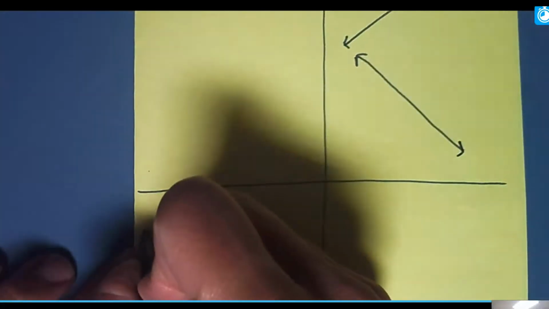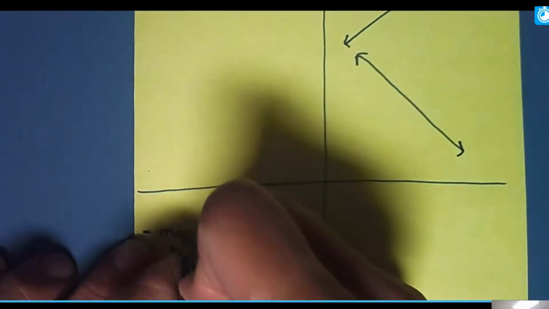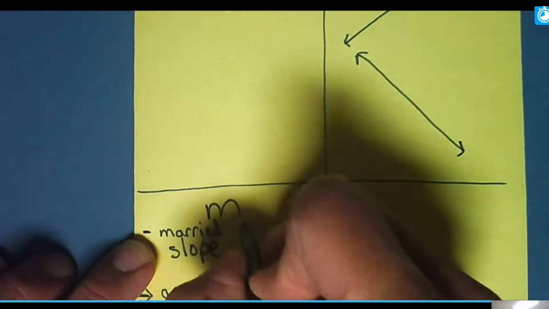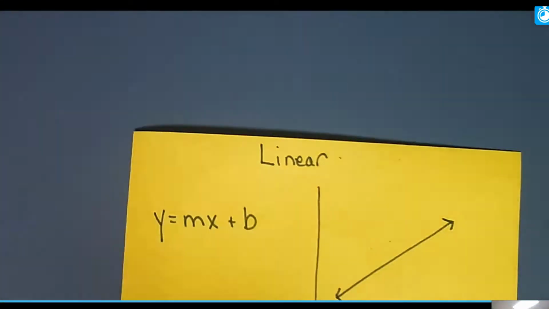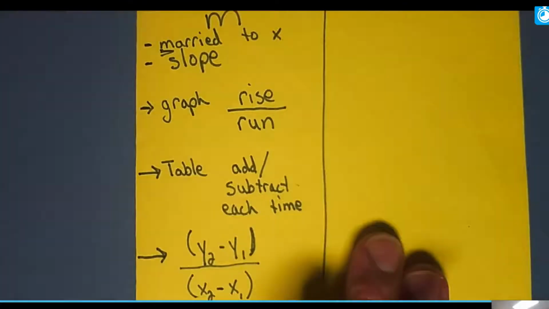Let's remember that m is married to x. And when I mean married, m is for married. We talked about that, and there's your m. It's right next to x, so it's married. Remember, you can pause and get caught up with the writing.